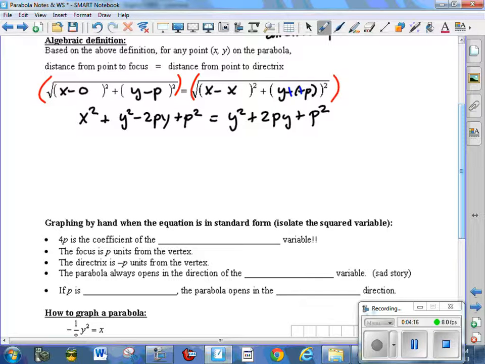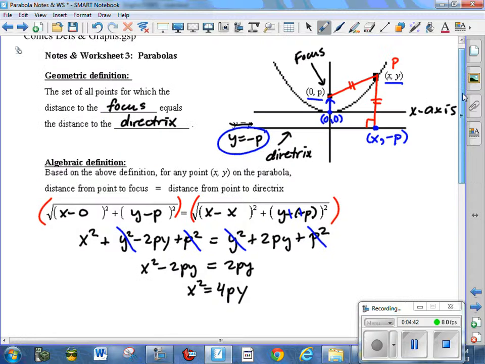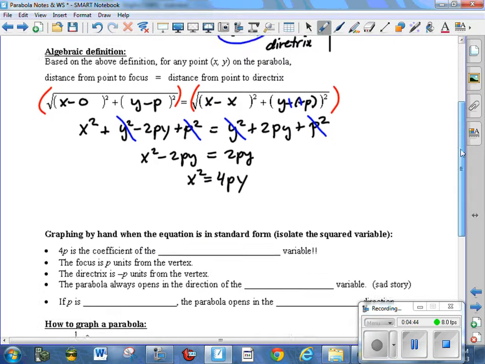Now notice that we have a y squared and a p squared on both sides of the equation, so we can just subtract that from both sides, and we end up with x squared minus 2py equals 2py. And if we add 2py to both sides, we have x squared is equal to 4py. That is the basic form of a parabola that opens in the y direction. So it either opens up or down.